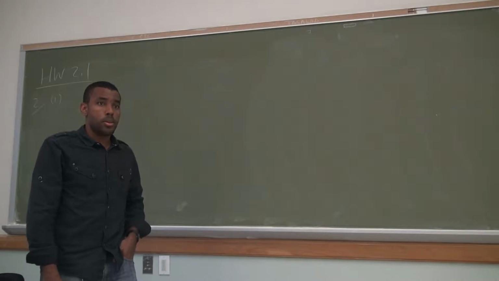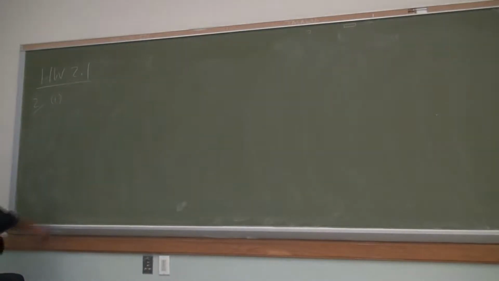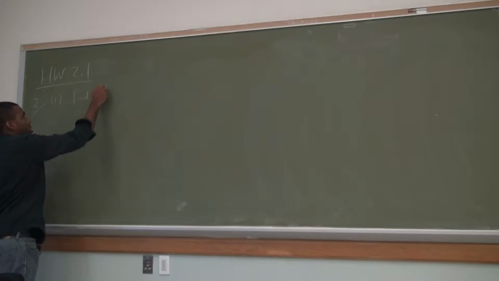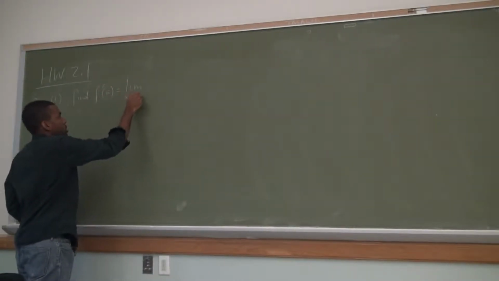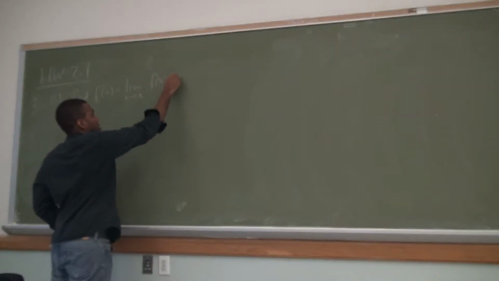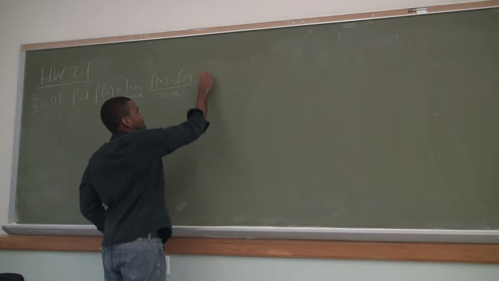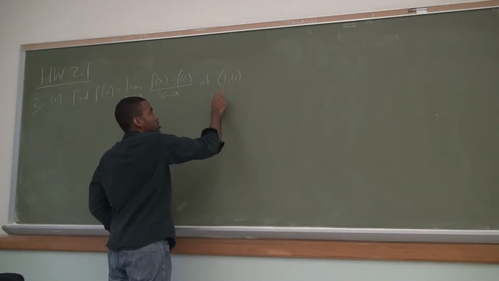You have to find the derivative essentially using the formula from part 1, f of x minus f of a over x minus a. So it says find using definition 1, which is the limit as x approaches a of f of x minus f of a over x minus a, at the point 1, 0, which means your a is 1.